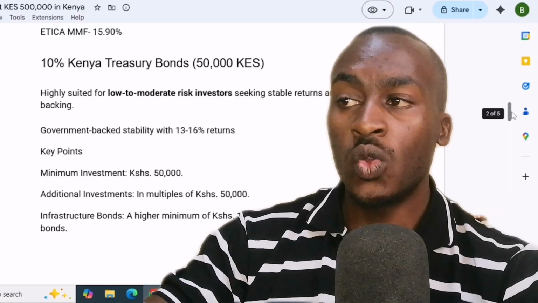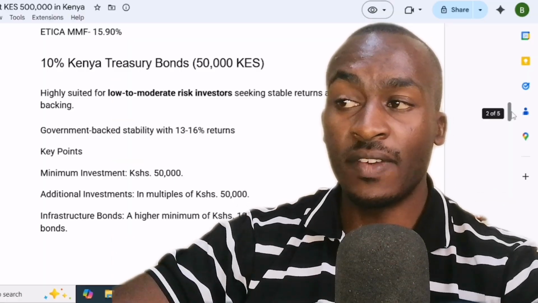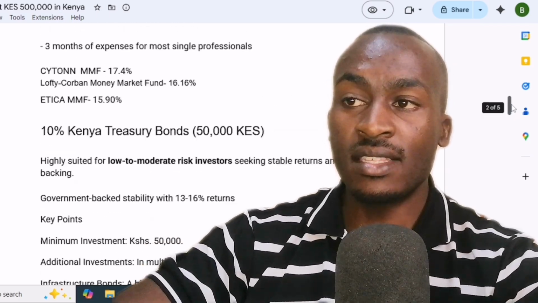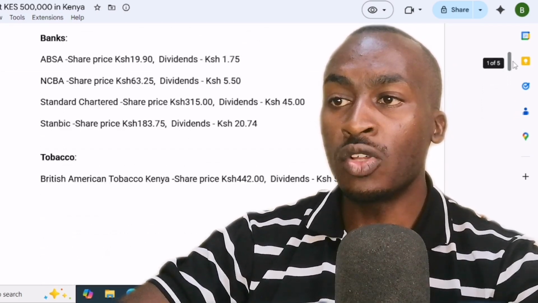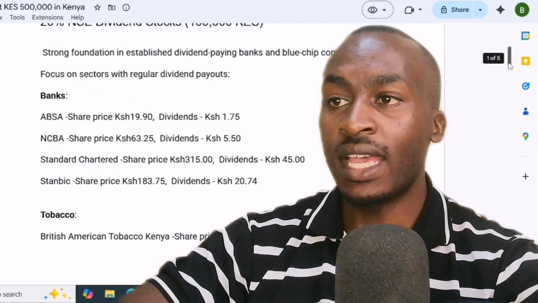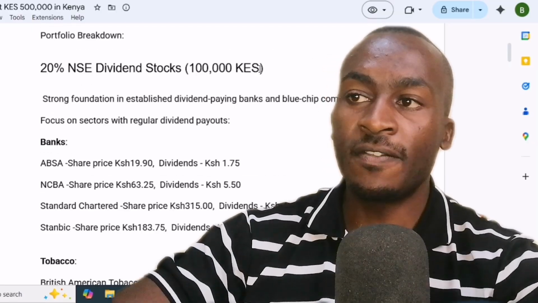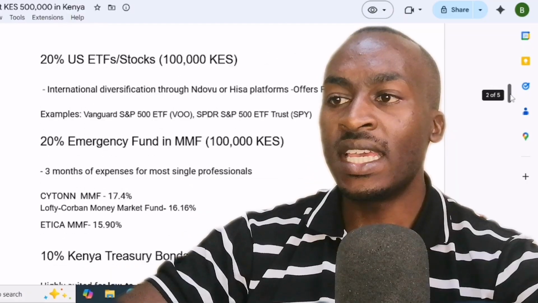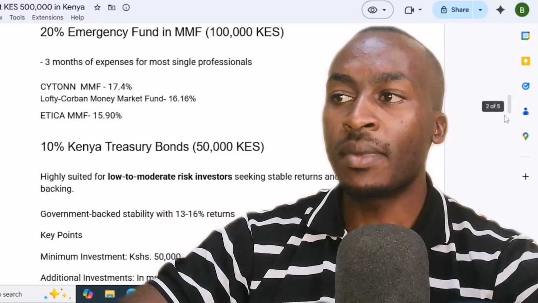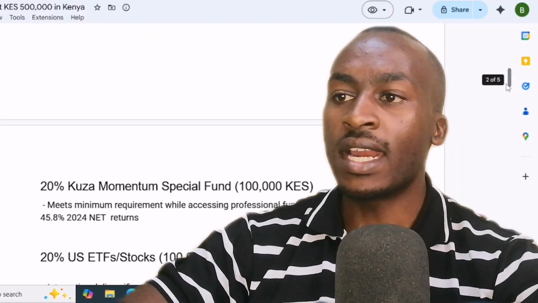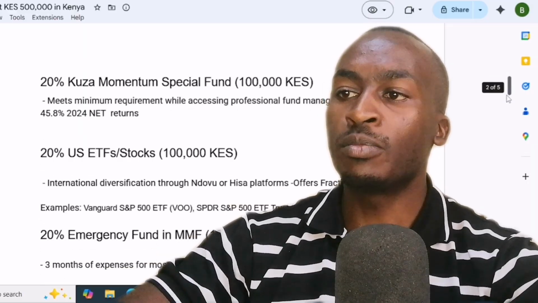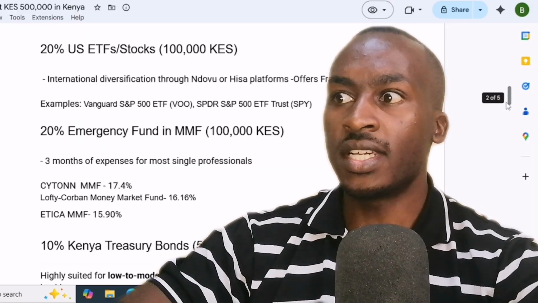So if you are so afraid of investing in the stock market, then you can go with treasury bonds. Let's say you can reduce the amount of money you invest in the NSE stock. For example, invest 50,000 there, and the rest of the 50 you put them in the treasury bonds. Same case to the ETFs. So you can reduce from 100 to 50,000 and put the other 50 into treasury bonds.